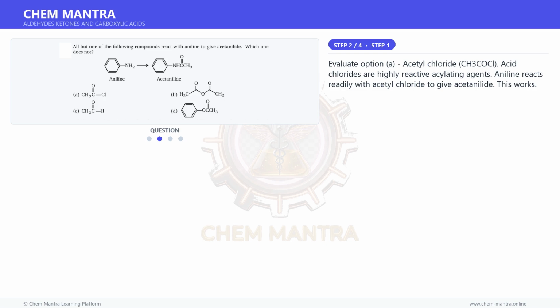Evaluate option A, acetyl chloride, CH3COCl. Acid chlorides are highly reactive acylating agents. Aniline reacts readily with acetyl chloride to give acetanilide. This works. Moving on to the next step.